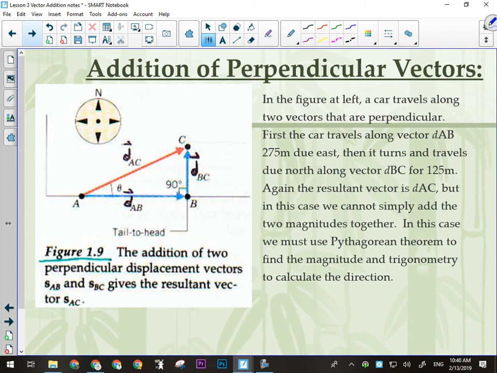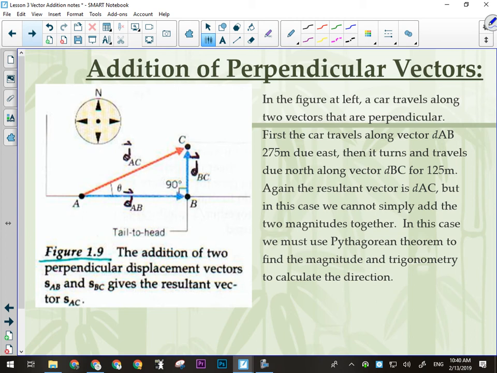Now we're going to look at something you didn't do in Science 10: perpendicular vectors. A stepping stone to vectors with random angles. Right now these vectors are perpendicular, so one is east, the other is north. They're right angles to each other. In this question, a car first traveled 275 meters due east, and then it turned and went 125 meters due north.